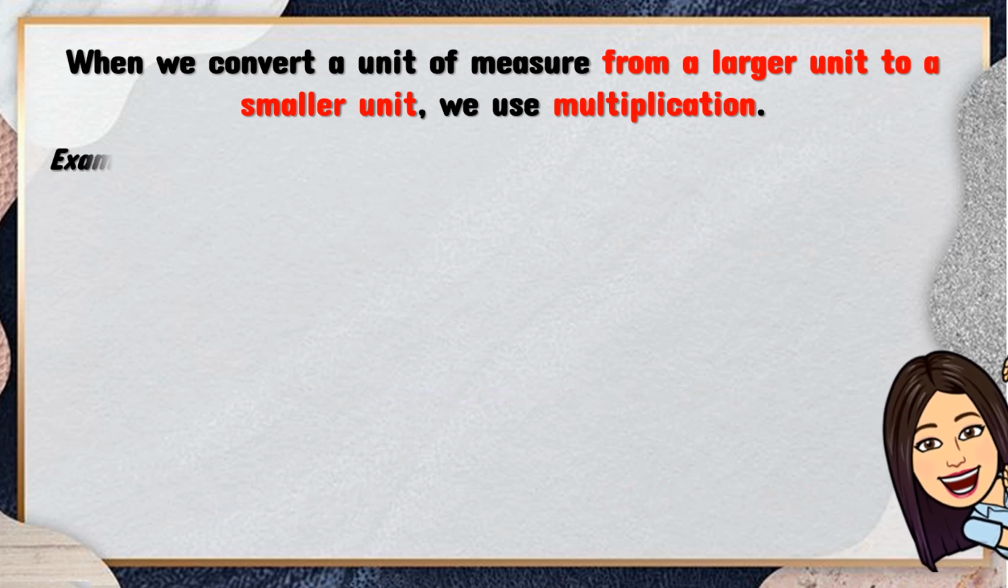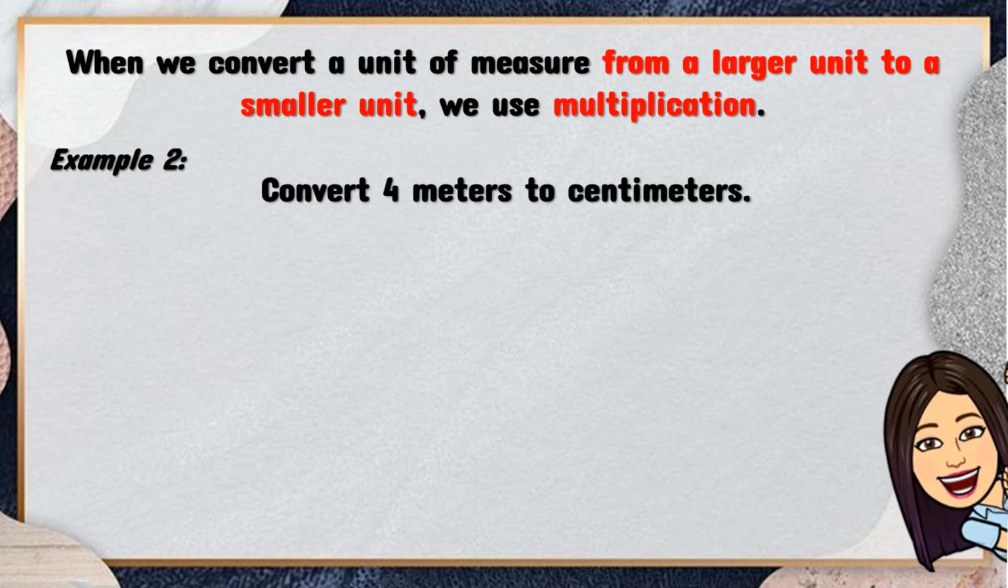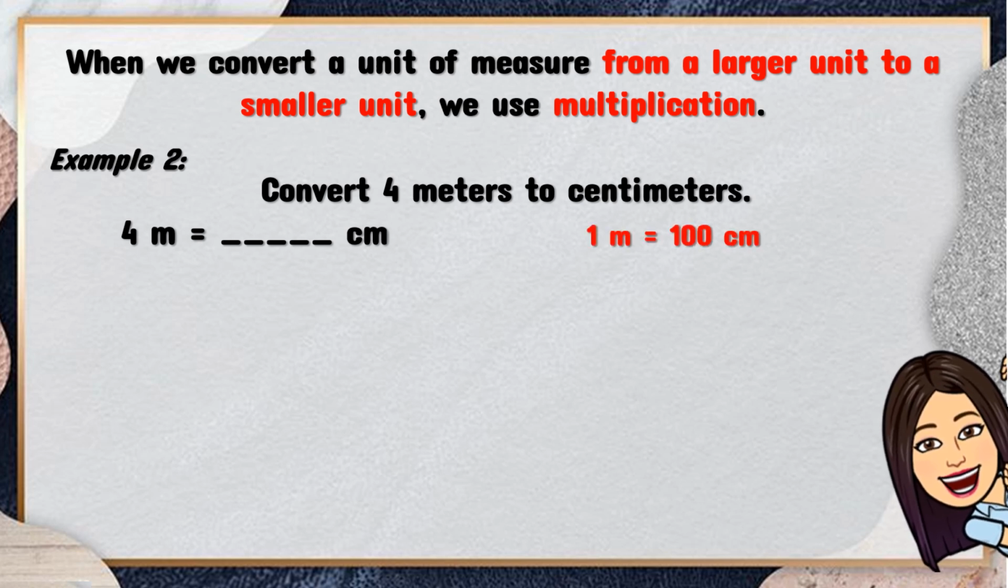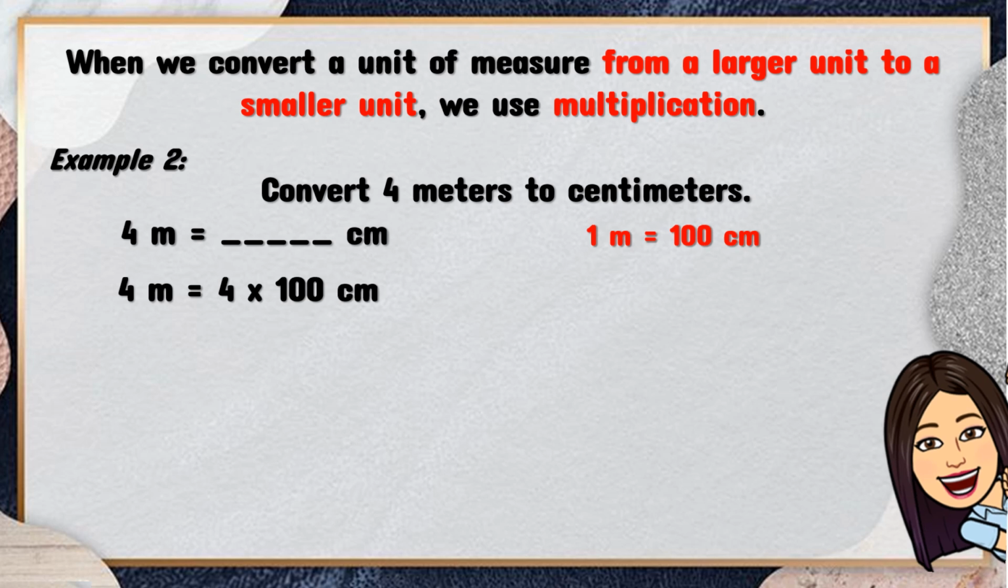Let's have example number 2. Convert 4 meters to centimeters. 4 meters is equal to blank centimeters. So the unit of conversion is 1 meter is equal to 100 centimeters. So 4 meters is equal to 4 times 100 centimeters, and it's equal to 400 centimeters.